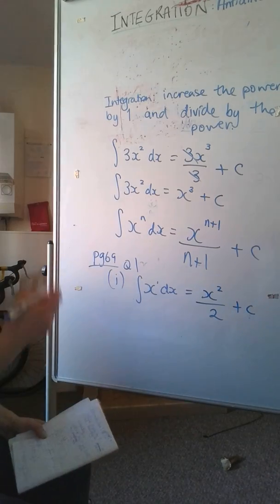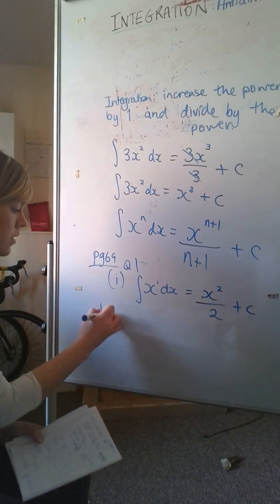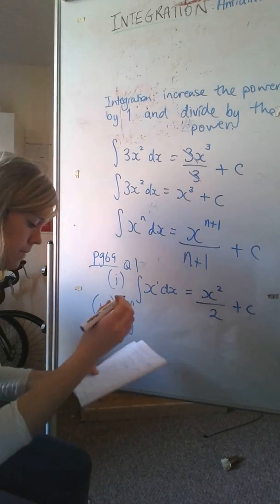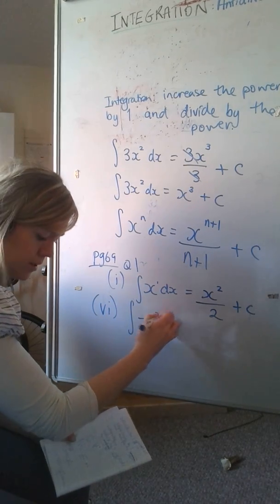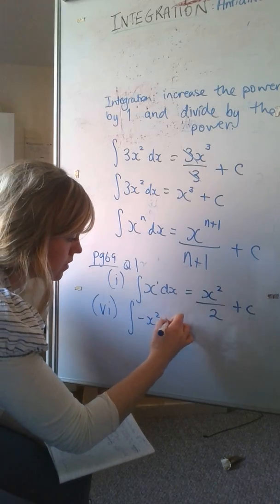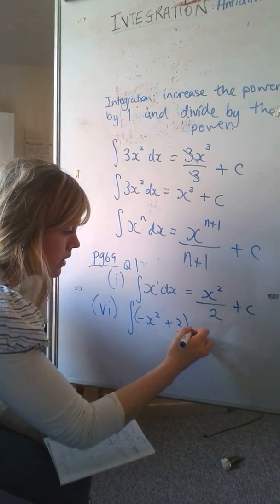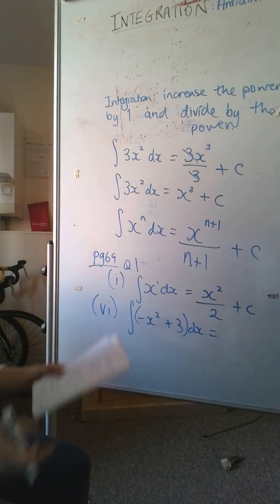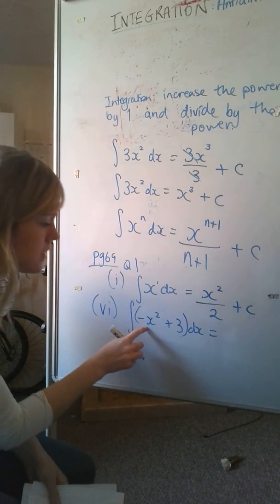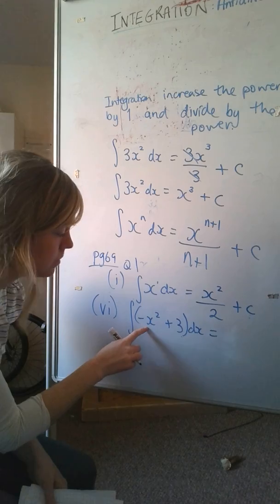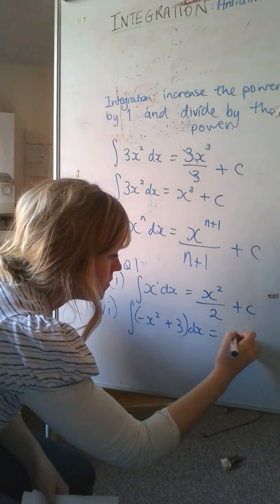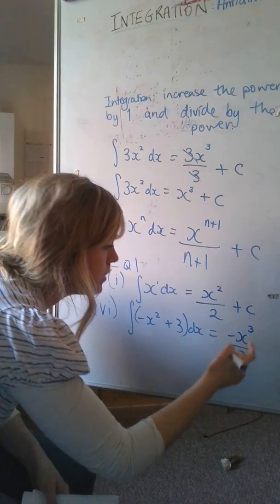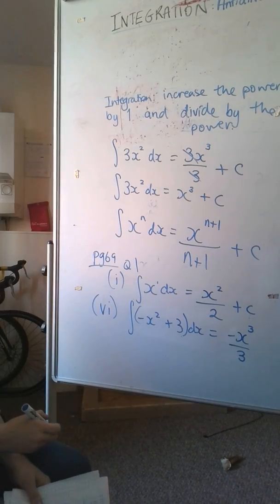Okay? Actually, I don't need space up there. I'm going to do the next one here. I'm going to do vi. Integrate minus x squared plus 3, and they have a bracket around it, dx. Don't worry about that dx. You don't need to worry about it. Full stop. Okay, let's integrate this part. So this will be increase your power, minus x to the power of 3, and then divide by whatever the new power is. Will be like that.